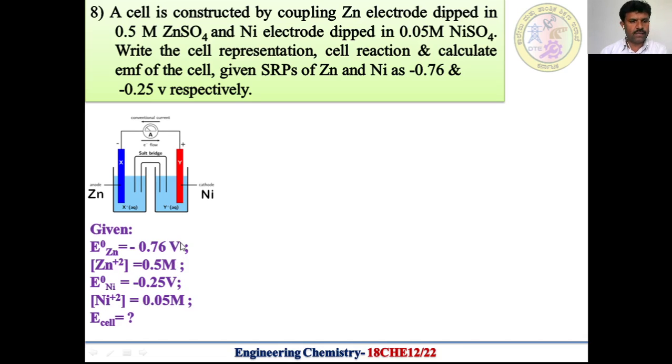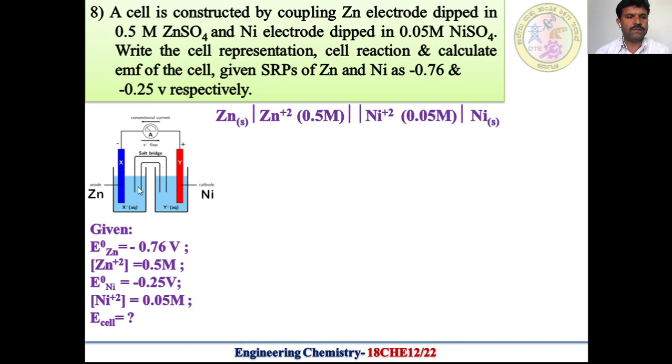So if you look at the E naught values, here it is minus 0.76 and it is minus 0.25. Hence zinc behaves as the anode because of the lower value, and nickel behaves as the cathode.